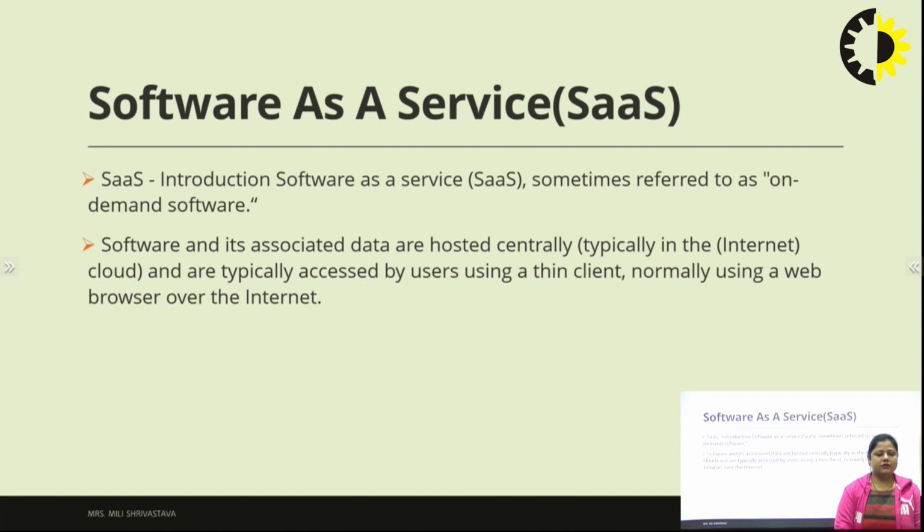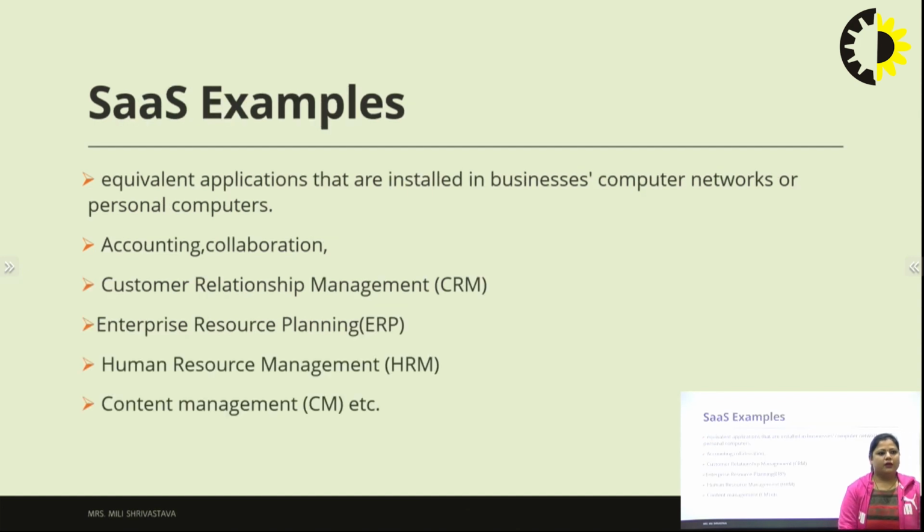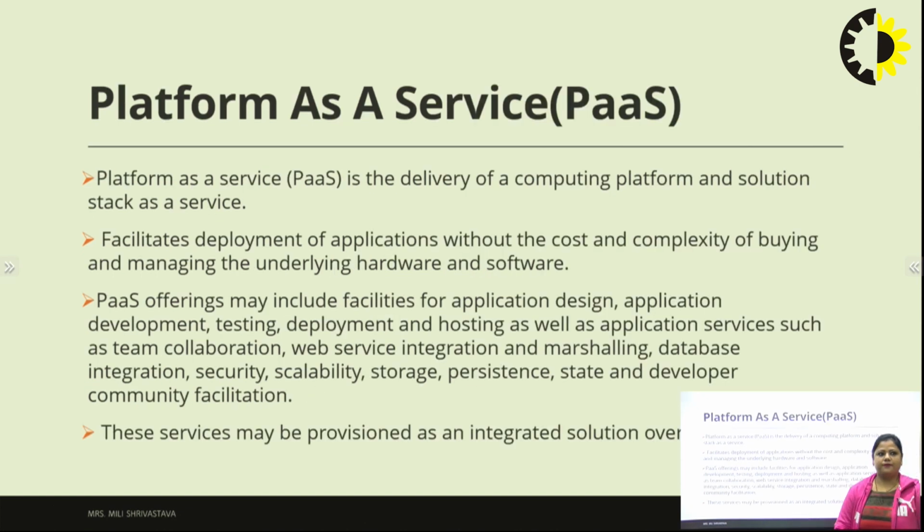So, software as a service, what is it? Introduction: software as a service, sometimes referred to as on-demand service. Software and its associated data are hosted centrally, typically on the internet cloud, and are typically accessed by users using a thin client, normally a web browser over the internet. These are examples of software as a service: equivalents of applications that are installed in business computer networks or personal computers, such as accounting, collaboration, customer relationship management, enterprise resource planning, human resource management, content management, etc.